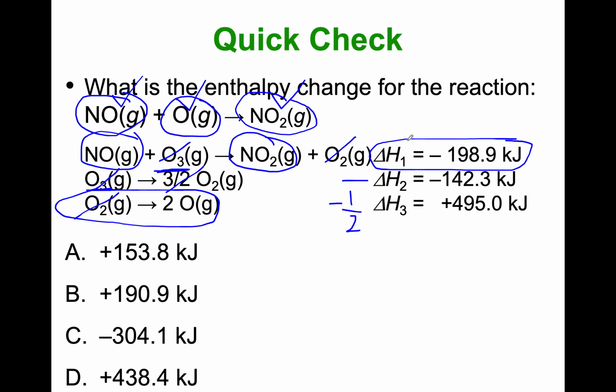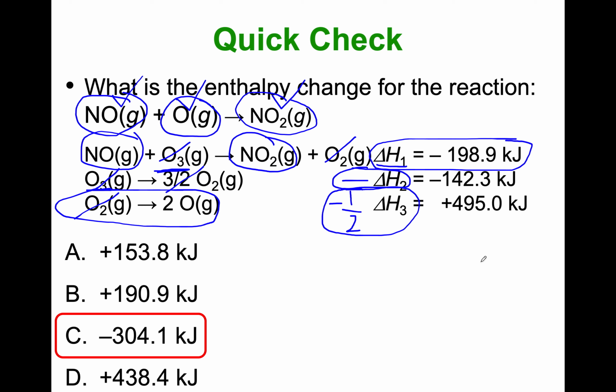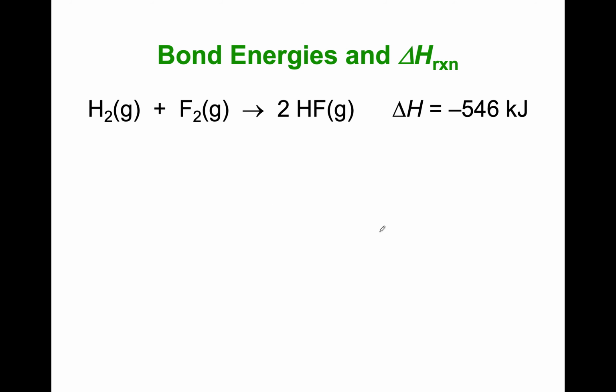So now we have 1 times delta H, negative delta H2, negative 1/2 delta H3, and you should come up with negative 304. So this is Hess's law. You'll continue to use Hess's law in Chem 201. I think it's really fun. You can definitely see how you got to take pieces and then put them together to get the overall. So the next piece really is going to cover some chemistry that goes into previous material.